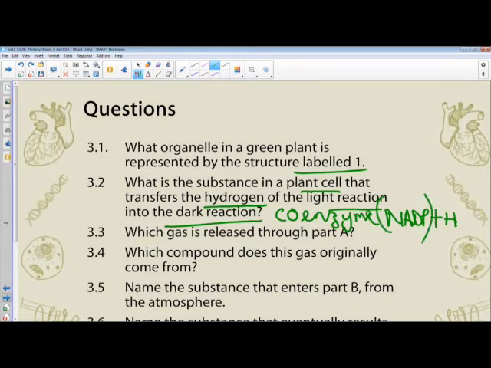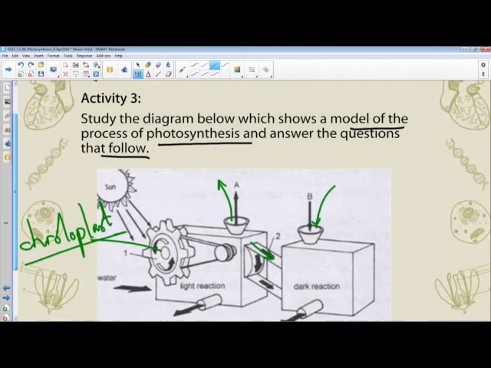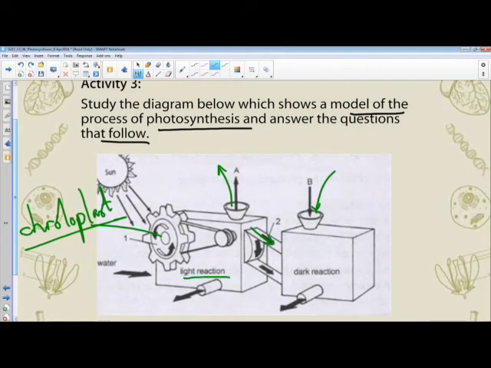Cool. Which gas is released through part A? Let's go back to that diagram. Here we're seeing the first step of the light reaction, and we're seeing something given off. And guys, you know that during this stage the gas that is given off would be oxygen. And here we're looking at the dark reaction. We know that what is the input there would be CO2, carbon dioxide.